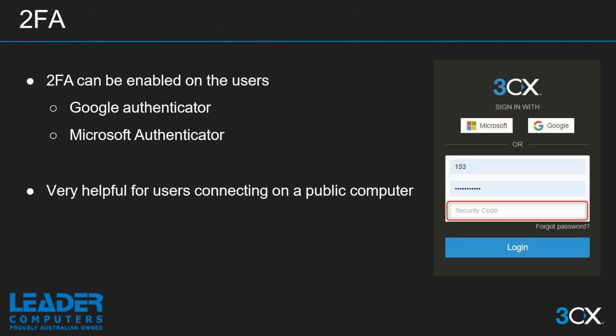And 2FA can be enabled on users, and you can set the authentication using Google Authenticator or Microsoft Authenticator. It's very helpful for users connecting from a public computer. A great way to secure your PBX is to enable single sign-on, which can be used with either a Google or Microsoft 365 account to authenticate with the PBX. This allows the user to not only reuse the same password, but it also means you can switch on two-factor authentication if you have it configured.